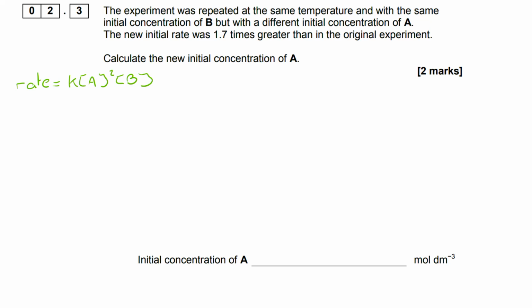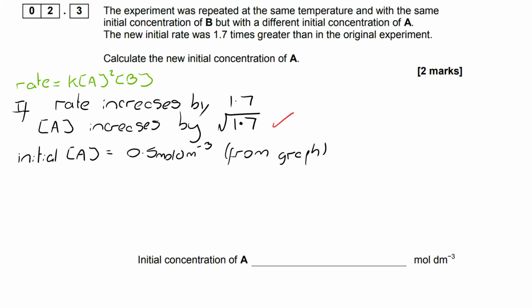Let's have a look. I've rewritten down here the rate that was shown at the beginning of the question. Rate equals k times A squared times B. Now, I know that B is constant. I also know that k is constant because I'm not changing the temperature. B I know is constant because the question tells me that. So it means that I know that if the rate increases by 1.7, then A is going to go up by root 1.7 because I can see the rate to A squared relationship.